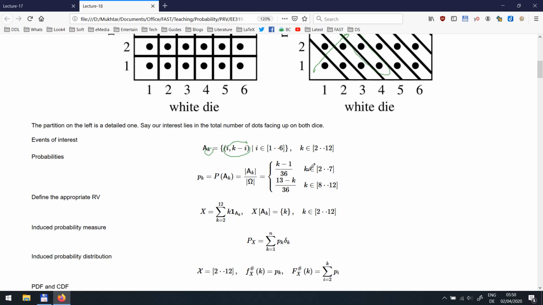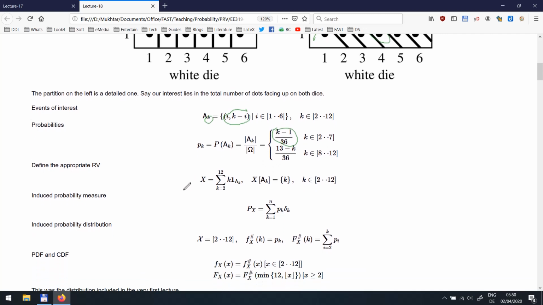For the total from 2 to 7, the probability is increasing. And for the other values, it is decreasing. 13 minus k means that it is decreasing.